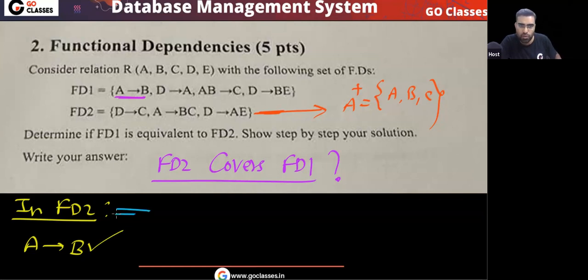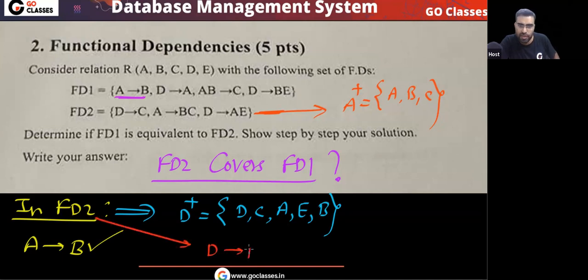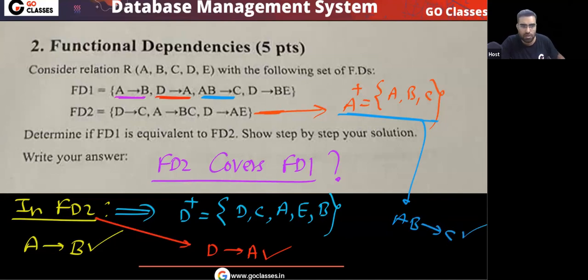Now in this FD2, you also find what is D plus. What is D plus? That will be DCAE, and A can give you B. So you can see that in this FD2, you got D determining A. This also you got. Is this clear? And you can see this also you can get from here, that AB will determine C. Yes or no? So this also you got. These three you got.